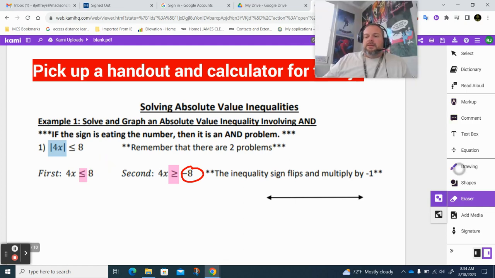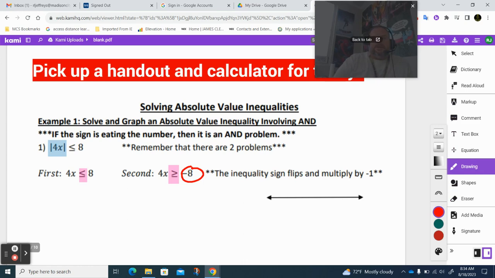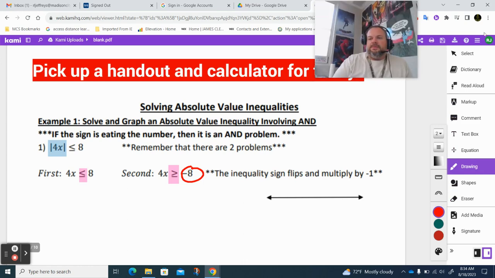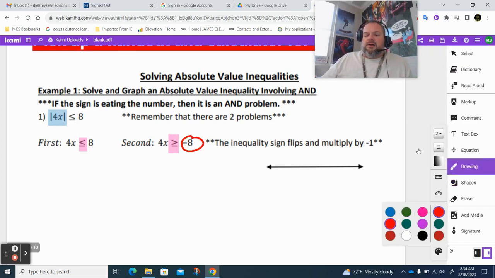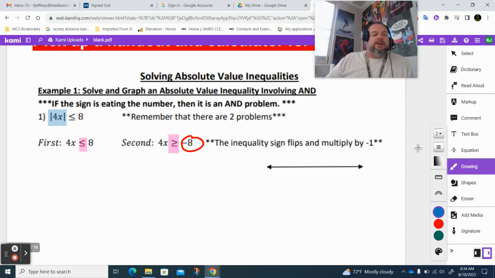All right. How would we solve this? What would we do? Yeah, divide by 4. And again, you could do one of them at a time. You can do both of them. Potato, potato. I don't care.